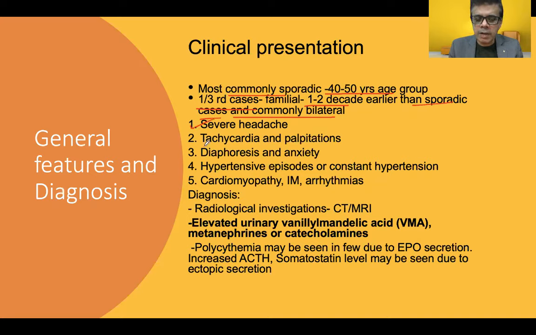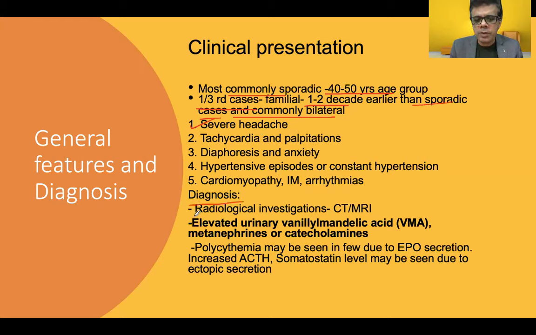It presents with severe headache. The common clinical features of pheochromocytoma include severe headache, tachycardia and palpitation, diaphoresis and anxiety, hypertensive episodes or constant hypertension, cardiomyopathy, and various arrhythmias. So all these features are seen, and all these features are due to excessive secretion of catecholamines.